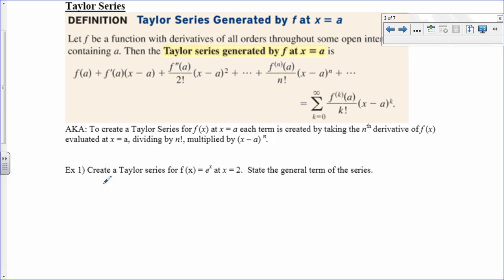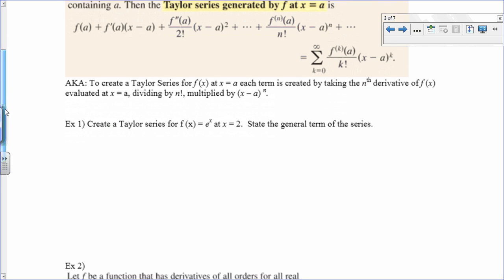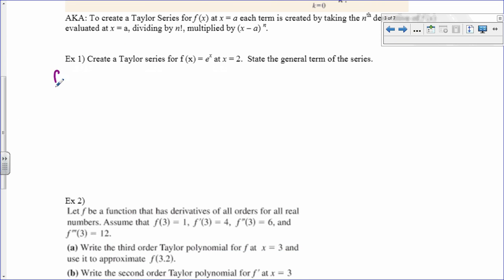So in something like this, if I wanted to create a Taylor series for e to the x at x equals 2, I want to first say, well, f of x is going to be e to the x, which means f prime is e to the x, and therefore so are all the other derivatives. And if I evaluate any of those at x equals 2, I'm going to get e squared. So if I want a Taylor series for e to the x at x equals 2, I'm going to do the 0th derivative over 0 factorial x to the 0. Done. Plus the first derivative over 1 factorial x to the 1.